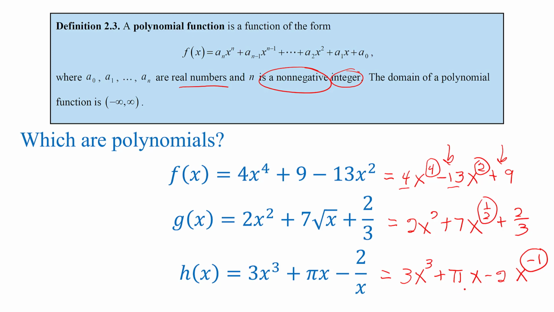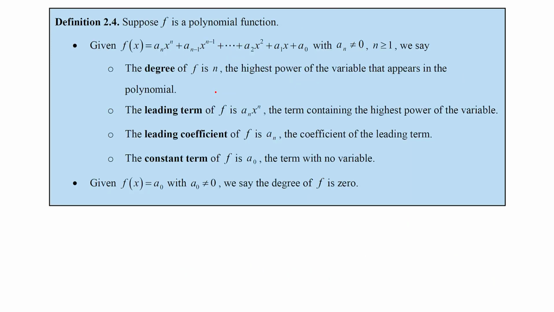However, I want to point out before we go on that we have pi as a coefficient on the x here. And actually that presents no problems at all, because pi is a real number. So it meets the criteria for being a coefficient on the x. Anyway, let's go on and look at some characteristics of polynomials, including degree, leading term, leading coefficient, and constant term.